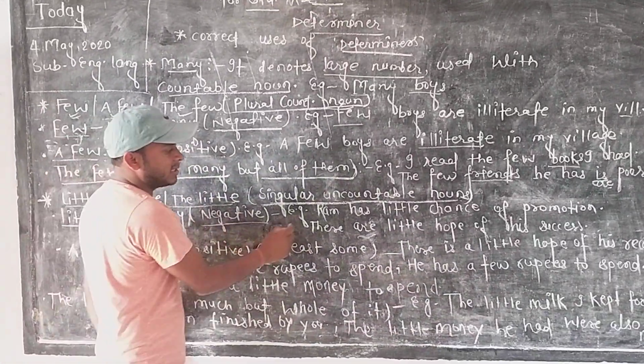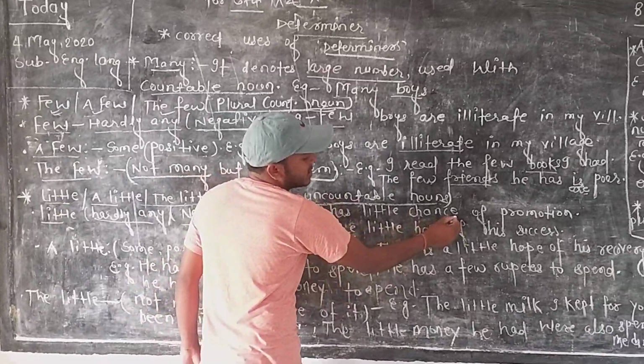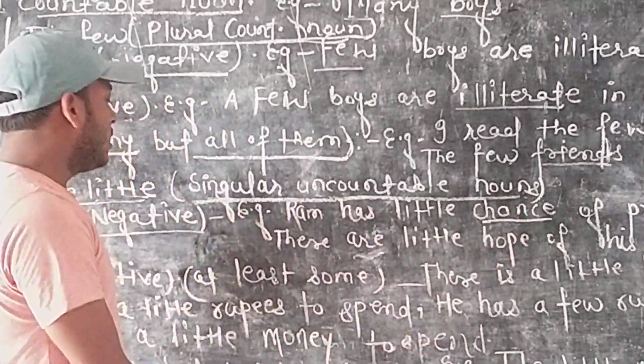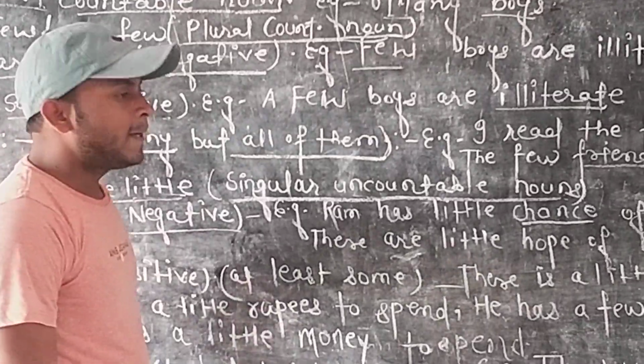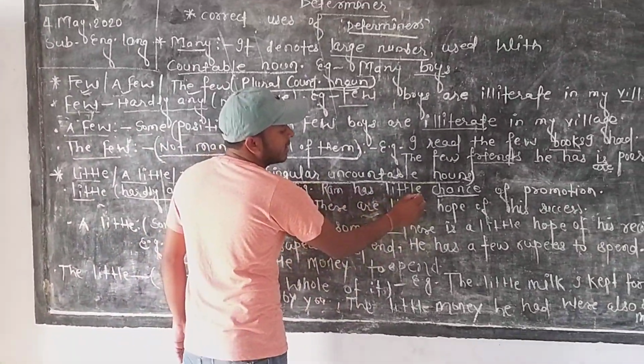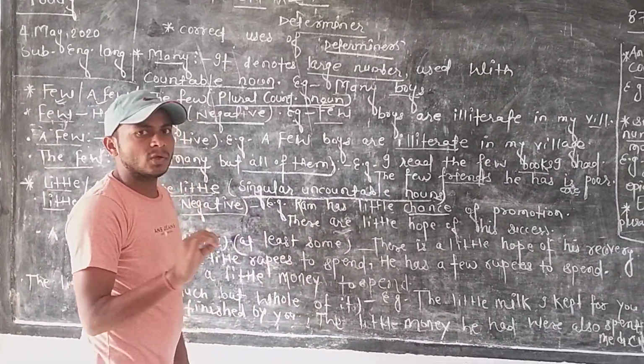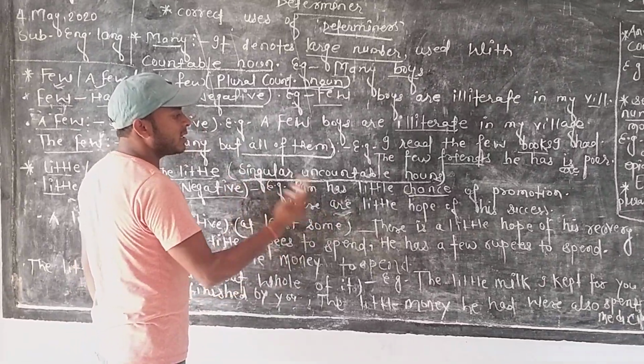Here you can see I have written an example: Ram has little chance of promotion. So this is chance. This is an uncountable noun. You cannot count it, and that's why I have written little here. It means Ram has not much chance of promotion.